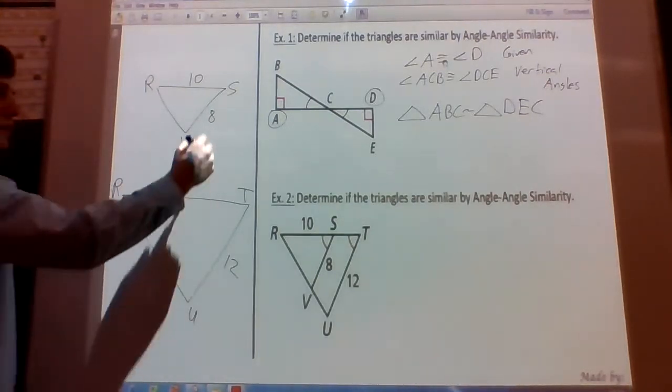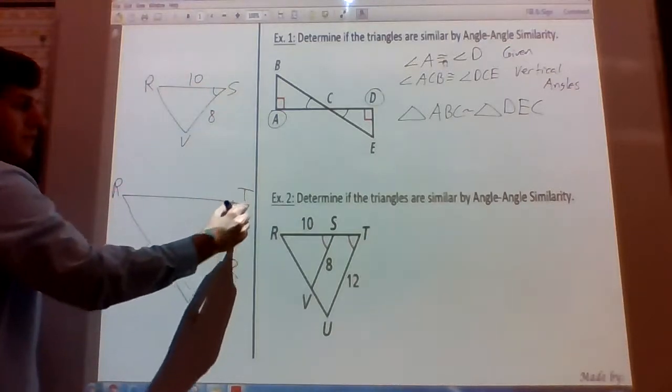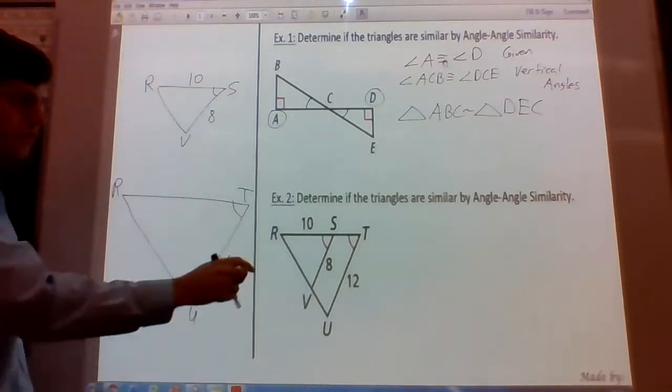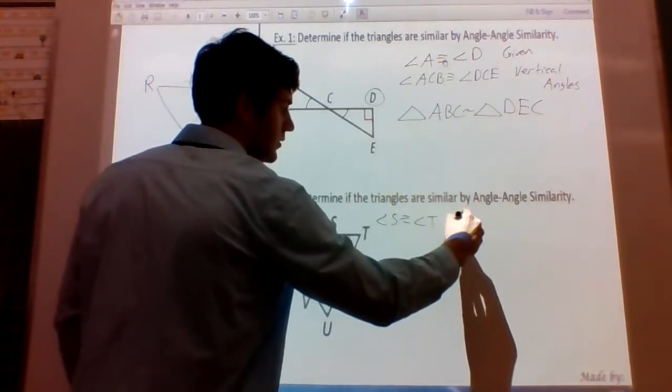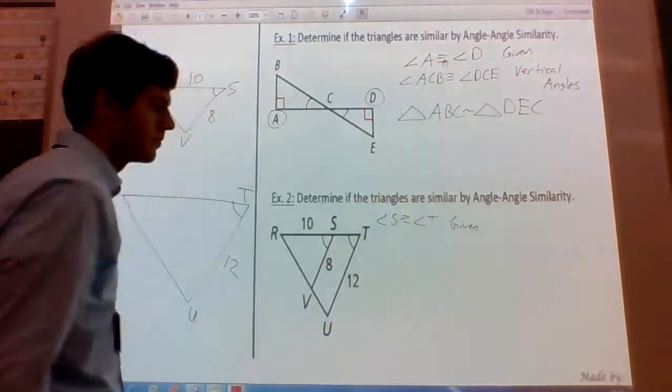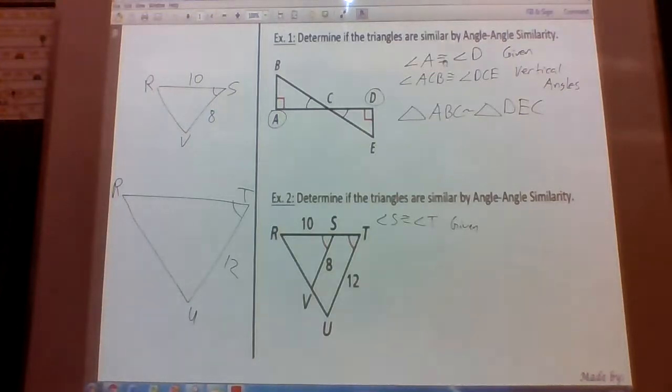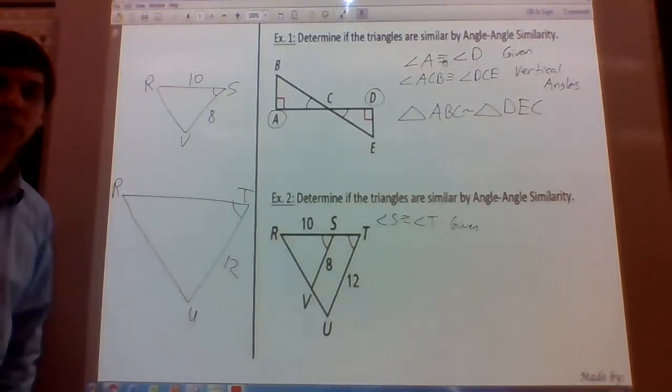We know angle S and angle T are congruent, because those are given. Angle S is congruent to angle T, that is given to us. If we're going to use angle-angle, we need to find another pair of congruent angles.